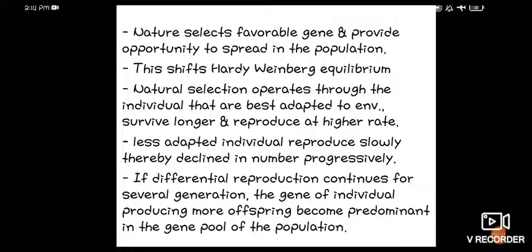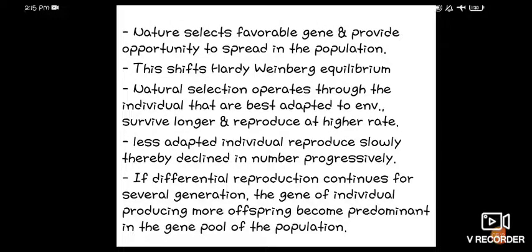So the less adapted individuals reproduce very slowly, thereby leading to a progressive decline in the number of individuals, and to the disappearance of those genes or individuals from the population. If differential reproduction continues for several generations, the gene of the individual producing more offspring becomes predominant in the gene pool of that population.